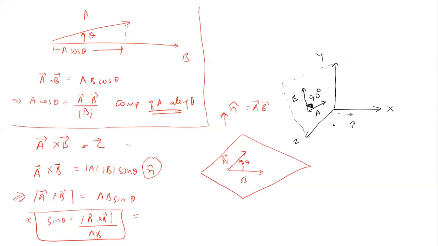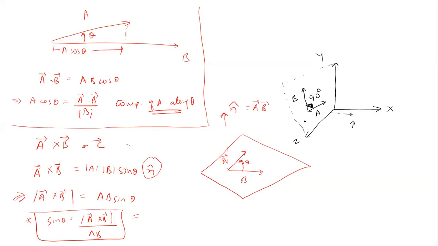Fine. Now in this problem only, if I ask you what is the value of B cross A? It would be minus I cap. What we have done? You put your finger on the B vector. Rotate towards the A vector. Where is the thumb pointing? Thumb is pointing towards the minus I cap.